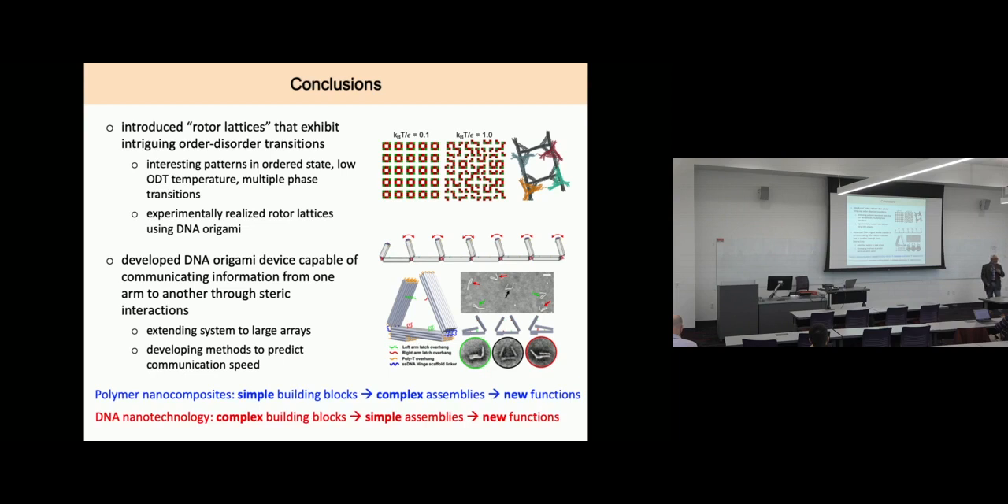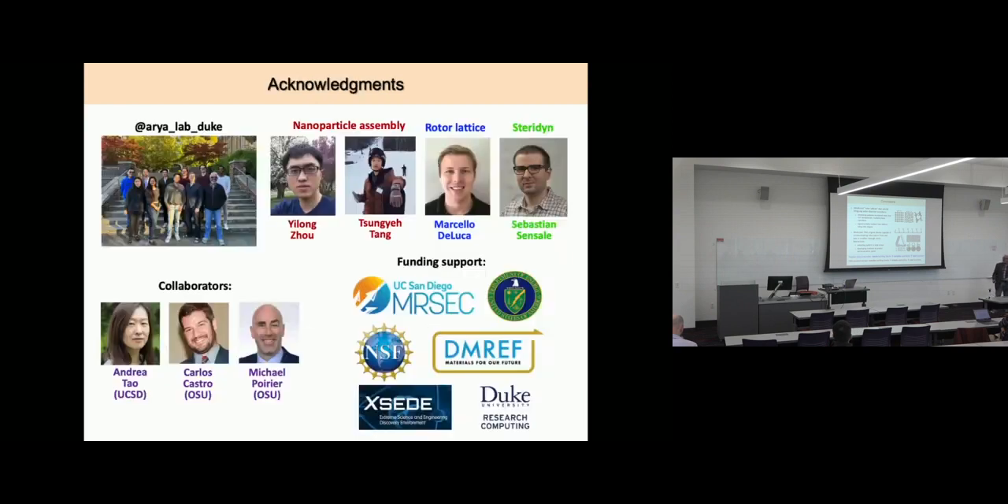So hopefully I've given you a flavor from the polymer nanocomposite side, how very simple building blocks like spheres can self-assemble into very complex assemblies, which could ultimately have some new functions, which I did not demonstrate. On the other hand, with DNA nanotechnology, I showed you how very complex building blocks, which can undergo dynamics and have rotors and things, can be assembled into very simple lattices and produce very cool functions. Okay, so that's the take home.